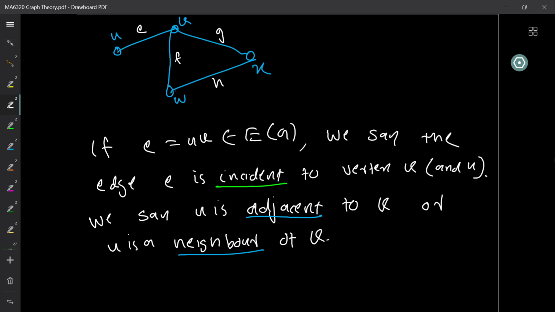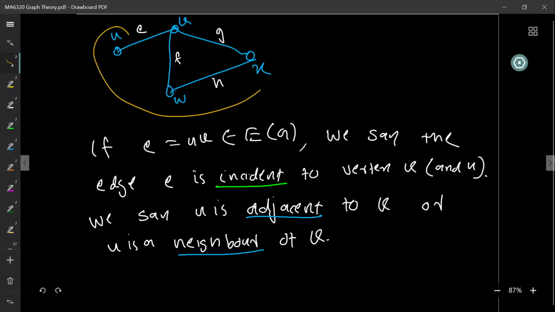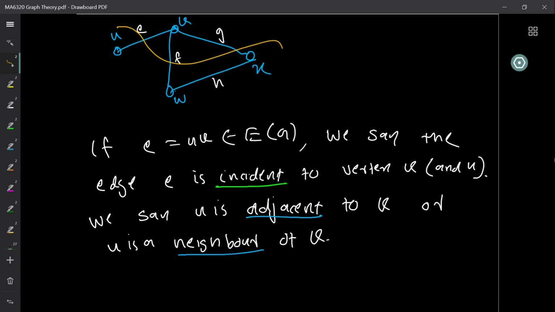And we say that the vertex U is adjacent to the vertex V when E is joining U and V. So if U and V are joined by an edge, then we say U is adjacent to V, and also called a neighbor of V. So U is a neighbor of V if U and V are joined by an edge. Now, if you look at the vertex V here, then the other vertices U, W, and X are all neighbors of V. So the neighbor set of V includes the vertices U, X, and W. On the other hand, the neighbor set of U includes only the vertex V.